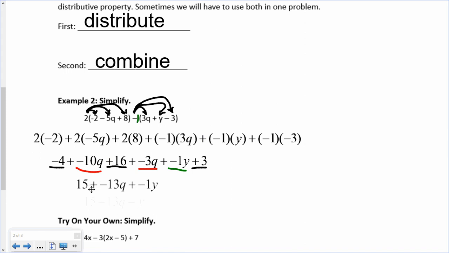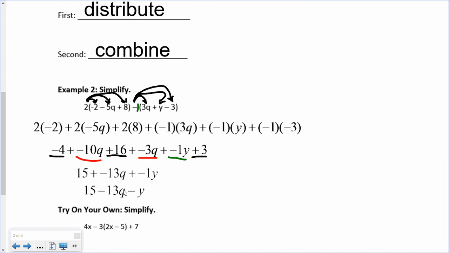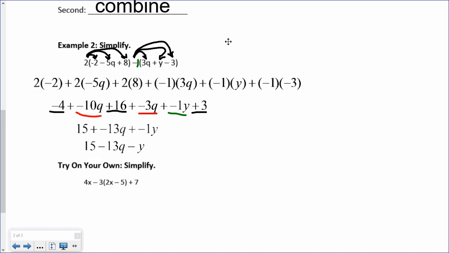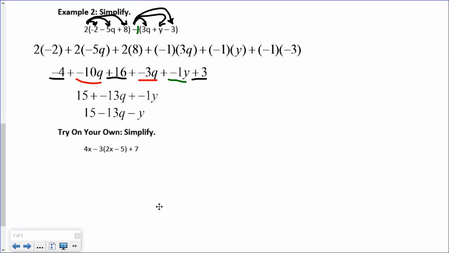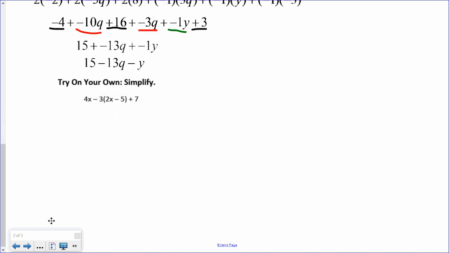So this is what I'm talking about, the double signs here. I'm going to replace this plus negative 13q with just a minus 13q. And this plus negative 1y with just a minus 1y. Or just y. And that would be my final answer. Okay? So now, you guys are going to try this one on your own. Alright? Good luck!